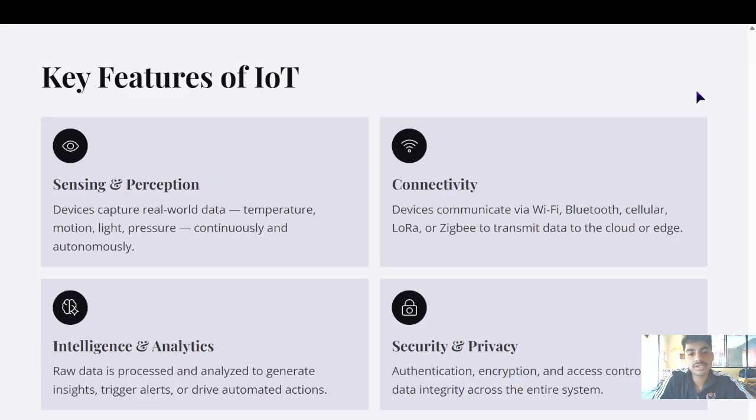The third is intelligence and analytics. The collected data is processed to generate insights or trigger actions, which is very helpful. And finally, we have security and privacy. Mechanisms like encryption and authentication ensure that the data remains safe and secure. Privacy is very important nowadays because many cyber attacks are happening due to a lack of privacy and security, which has been enabled in IoT, which is very helpful for this generation.